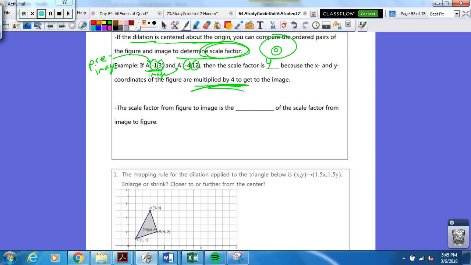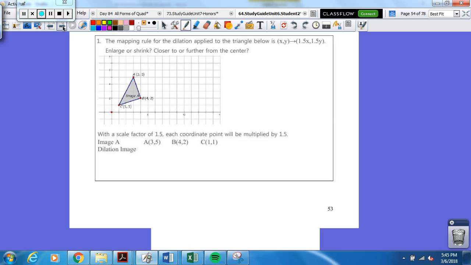Let's apply this a little bit. Let's look at a picture so it's not as abstract. The mapping rule for dilation says I'm going to multiply the x by 1.5 and the y by 1.5. So that means I'm multiplying by 1.5, which means it's going to enlarge. This triangle here is going to get bigger. Let's see whether it's closer to or further from the center in a second.